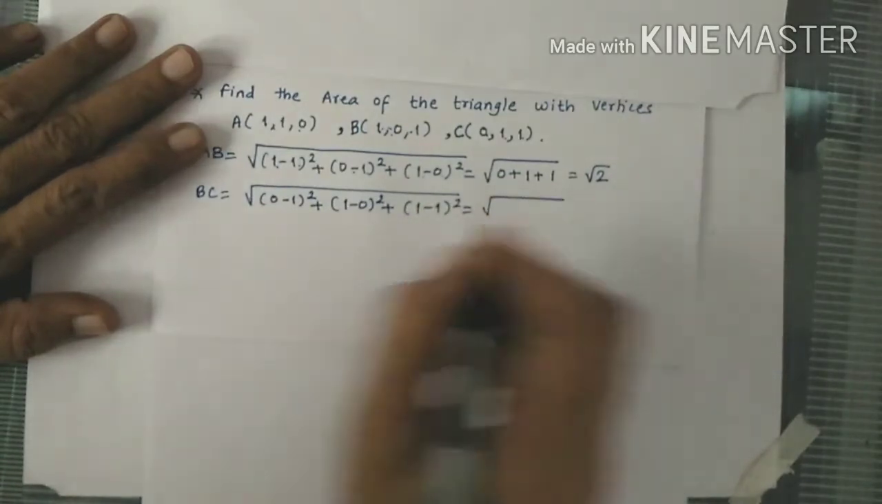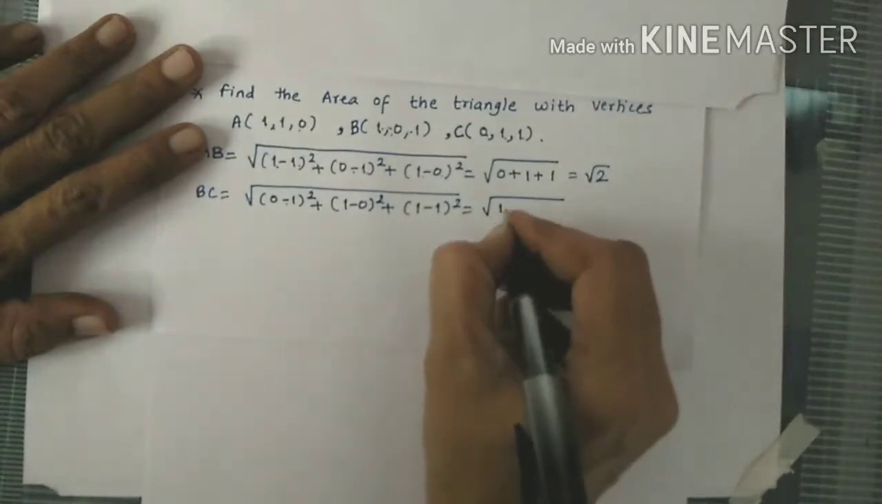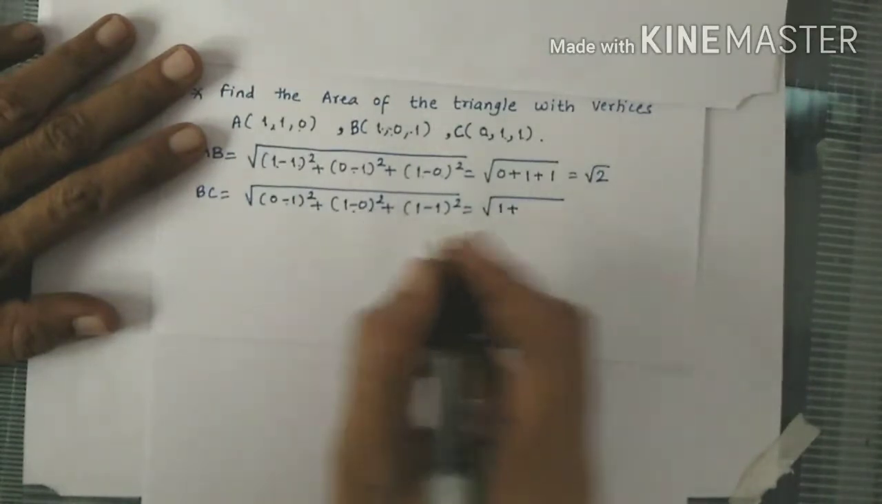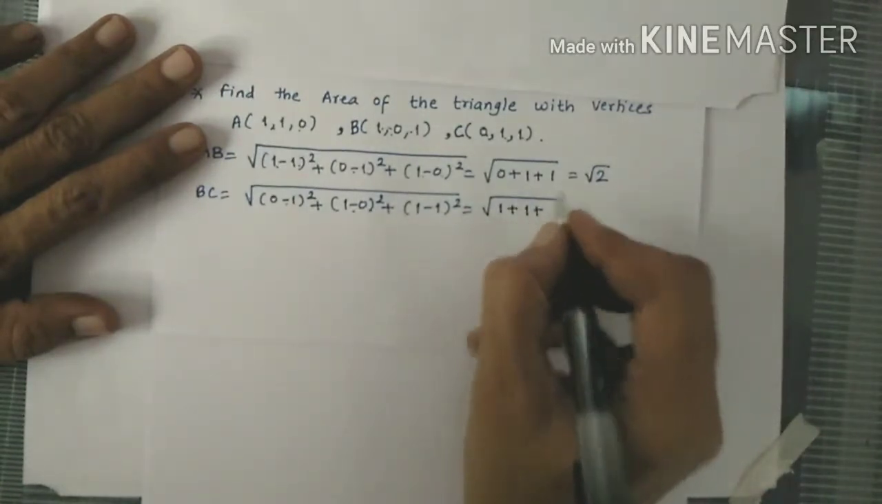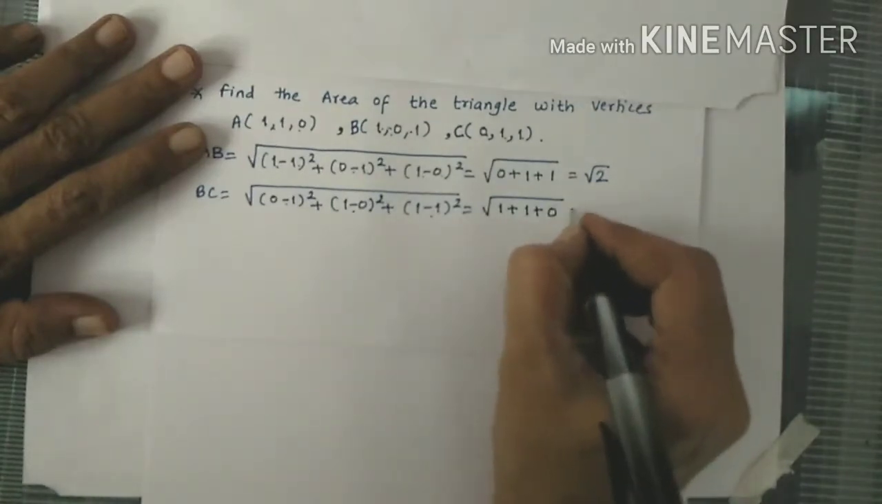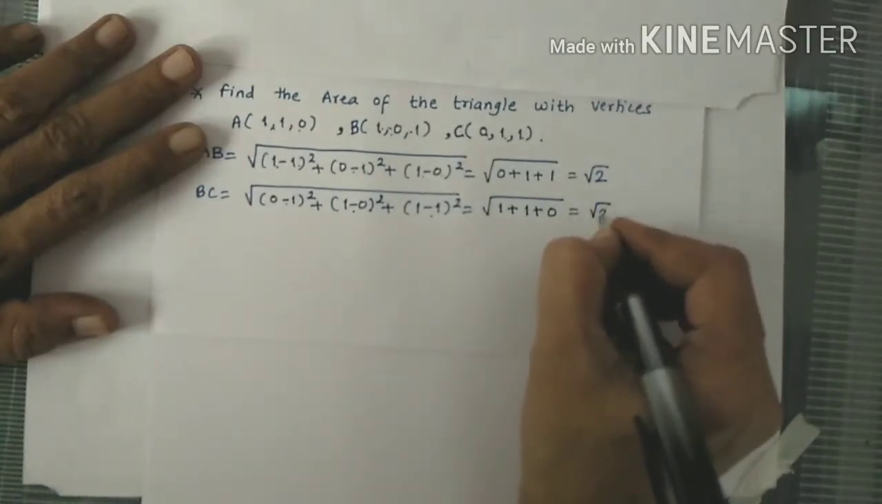So we get (0 minus 1) square, that is 1. (1 minus 0) square is 1. And the last one is 0. So again we have root 2.